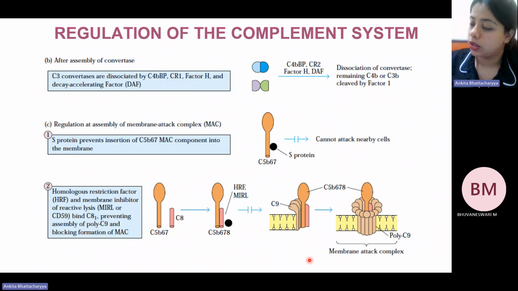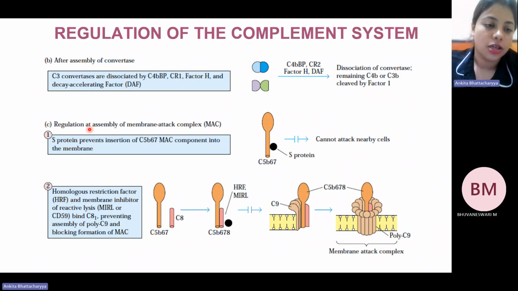Yeah. So if we talk about the second section, which is after assembly of the convertase, C3 convertases can get dissociated by these proteins: C4b-BP, CR1, factor H, and decay accelerating factor. So that's what you see here. They are dissociating the two, and whatever is getting dissociated is getting cleaved. So C3 convertase assembly is getting disrupted.